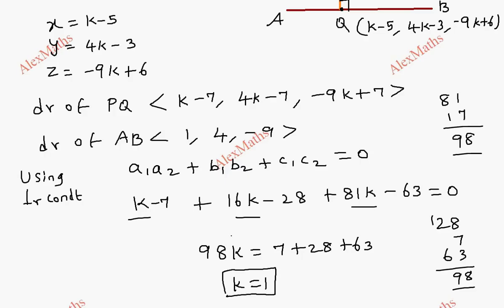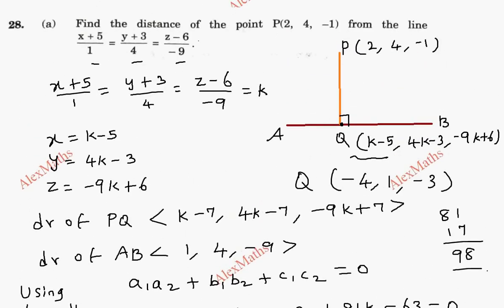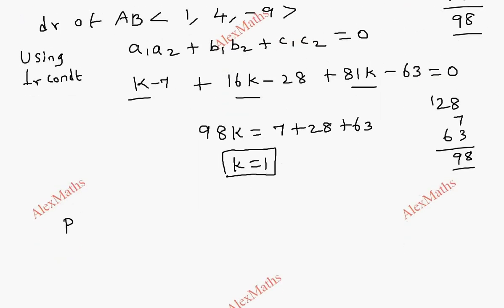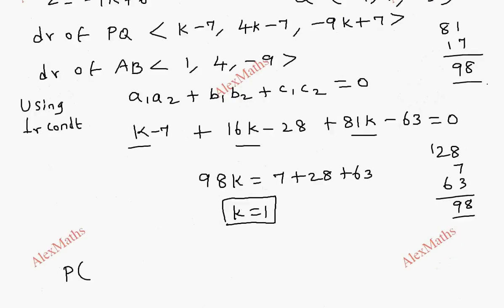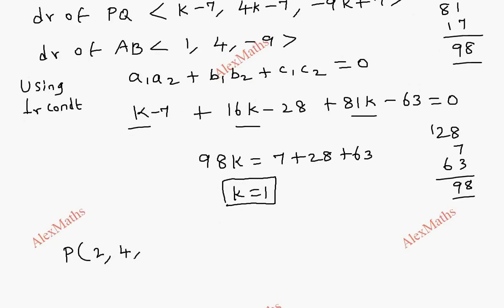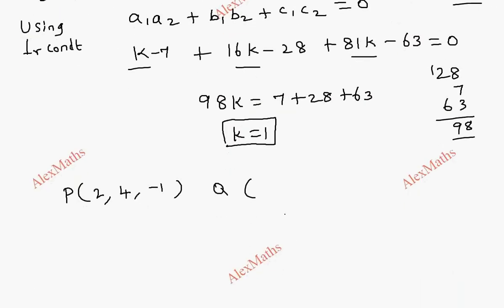After getting K, we can get the actual point Q. So our Q will be, if I put K as 1 here, this is minus 4. When I put 1 here, 4 minus 3 is 1. When I put 1 here, minus 9 plus 6 is minus 3. So now we have P and Q. Let's write it here once again. P is the one which is given in the question, which is 2, 4, minus 1. And Q, which we got just now, minus 4, 1, minus 3.